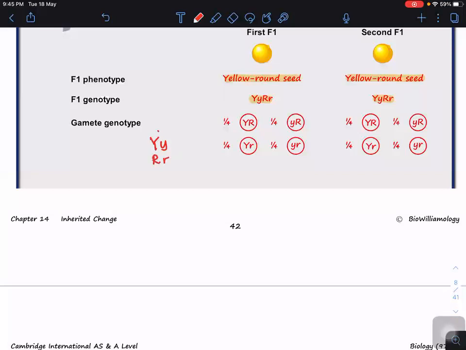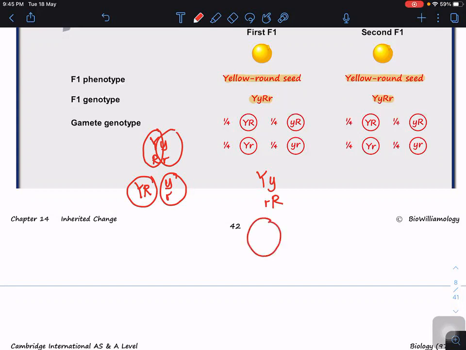If I arrange this way, I can pack big Y, big R together, and small y, small r together. But not necessarily big Y with small y. I can arrange small r with big R due to independent assortment, correct or not? So it means I have the chance to get big Y, small r together, and small y, big R together, and each of them has an equal chance, so 1/4.